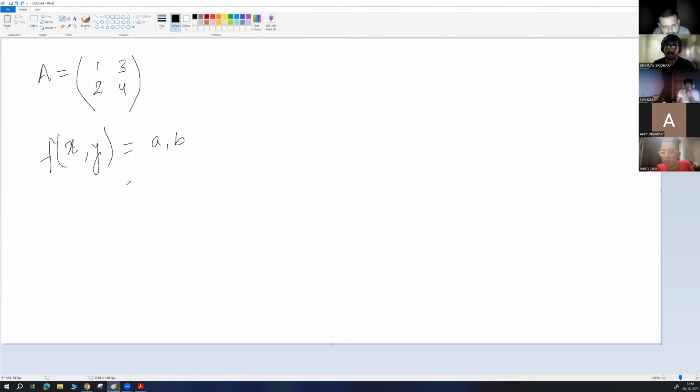Let's think of the inputs as xy, right? So I'm applying the function 1, 2, 3, 4 on xy. Can you just write that down? 1, 2, 3, 4 on xy. Yeah, 1, 2, 3, 4.